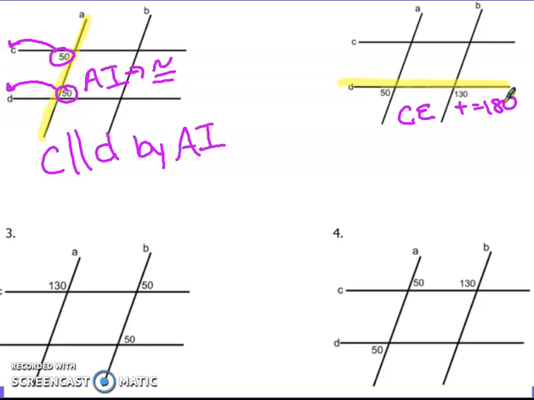So now to decide my parallel lines, D is my transversal. We have to look what 2 lines intersect the transversal. Well, in this case, A is parallel to B by consecutive exterior angles.